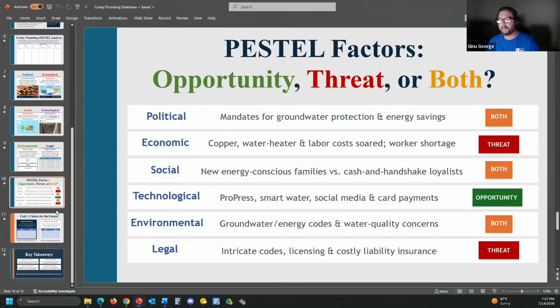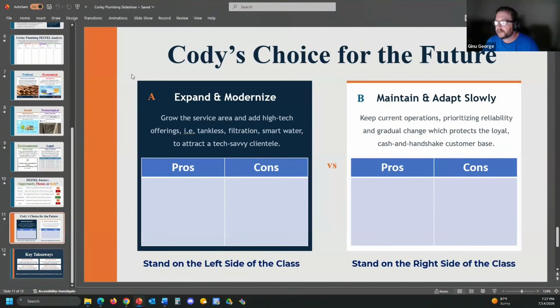So PESTEL factors can be positives, they can be opportunities, they can be negatives or threats, they can be both, when we're thinking about the companies that we're trying to create here. So what should Cody do in the future is kind of what we're thinking of, right? These PESTEL factors, there's opportunity, there's threats, there's both. Cody has a couple options.